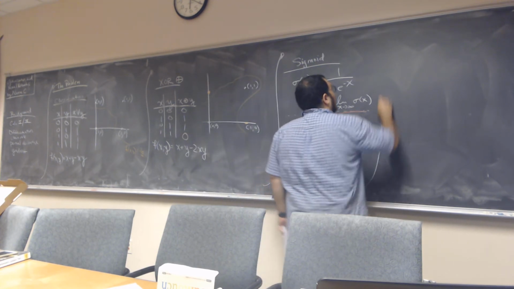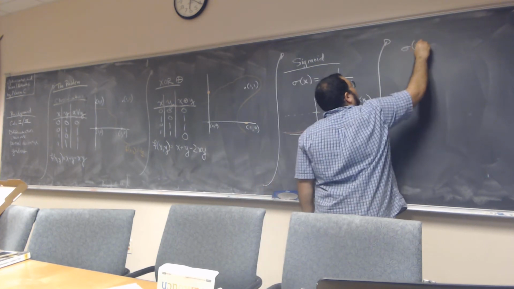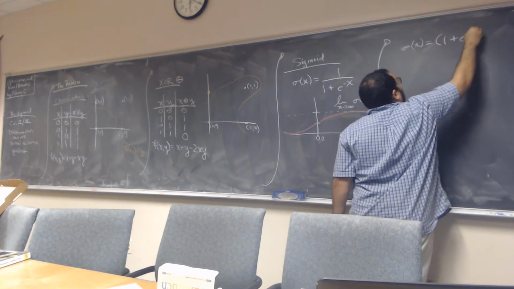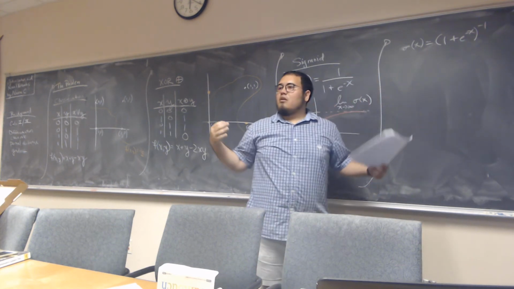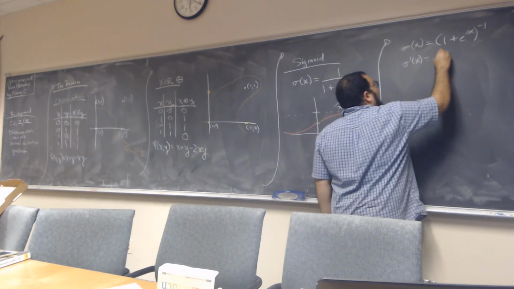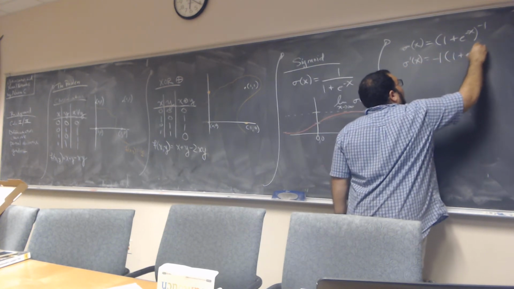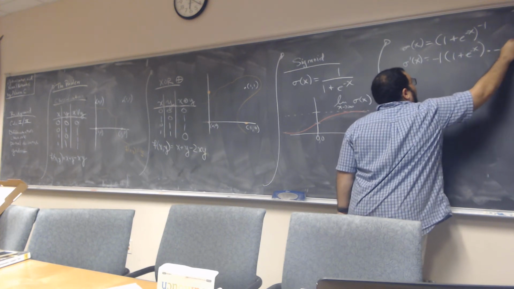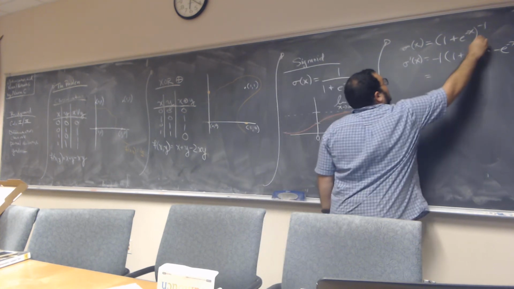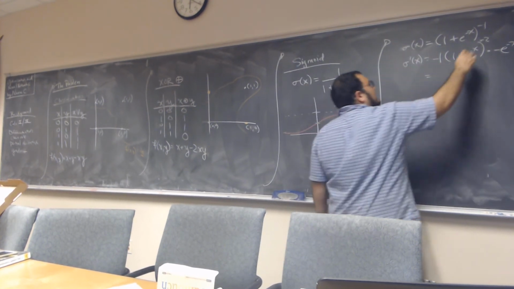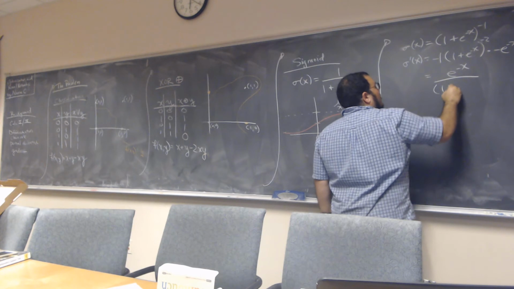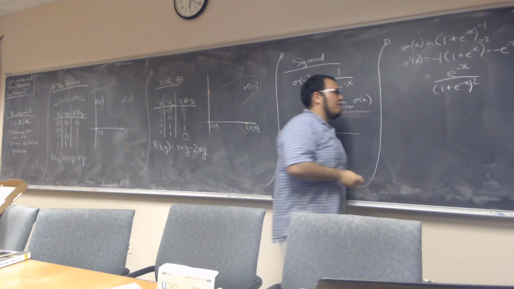Sigma of x, I'm going to write it as (1 plus e to the negative x) to the negative 1. We're going to take the derivative together. So sigma prime of x is equal to negative (1 plus e to the negative x) to the negative 2, times negative e to the negative x. Chain rule. You've got to call me out on that stuff. And we'll have e to the negative x in the numerator and (1 plus e to the negative x) squared in the denominator.